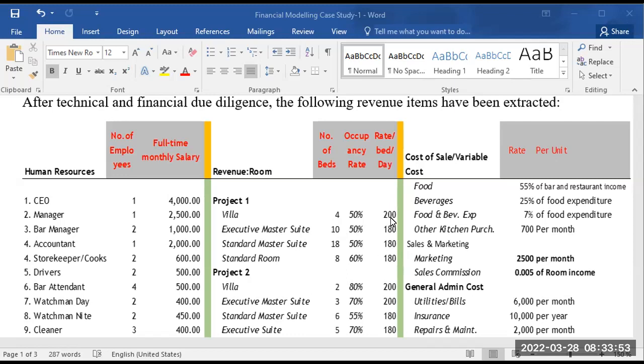180. So we expect that if there are 4 beds and each bed is 200 a day, you have 200 by 4. You expect to make 800 cedis a day, right? That's assuming all the beds are occupied. But we're told that the occupancy rate is actually 50%, which means the probability that the beds will be occupied is 50%. What it means is that if there are 4 beds, there's a chance that only 2 beds are occupied in a day. So if you want to work with that assumption, it's going to be 200 by 2 instead of 4, which is 50% of 4.